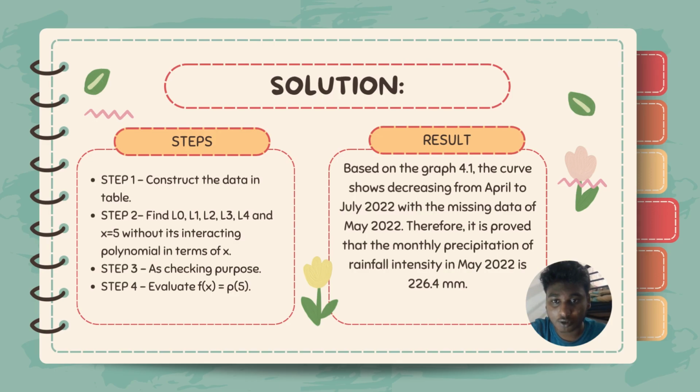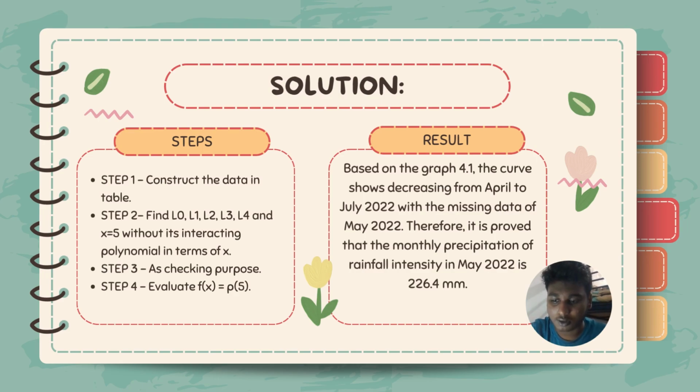First you need to construct the data in a table, which means you need to set up the columns for i, xi, and then f(xi). So i is 0, 1, 2, 3, 4, and then xi is 2, 3, 4, 6, 7, and then f(xi) is the rainfall intensity. Okay, so this is step one.